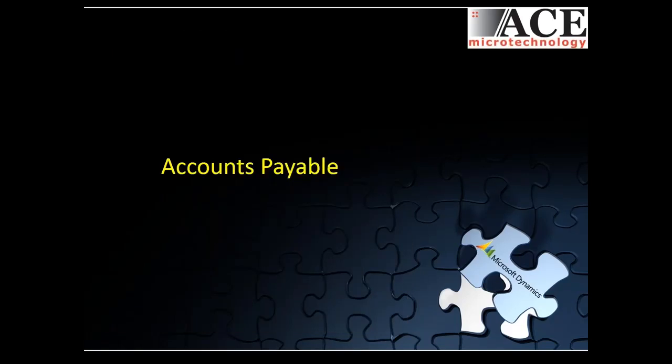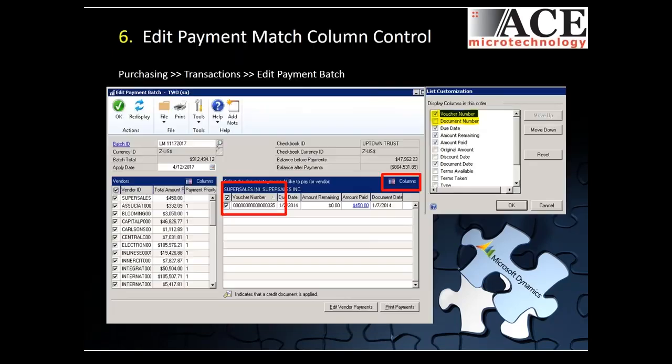Moving on to accounts payable. Edit, payment, match, column control. So for those of you who have experience doing a check run in accounts payable, when you have built your batch and you want to kind of tweak it, you go into your edit payment batch. But if you're validating those entries, those checks or invoices that you're going to pay against the actual physical copy, the default column to match that is the voucher number.